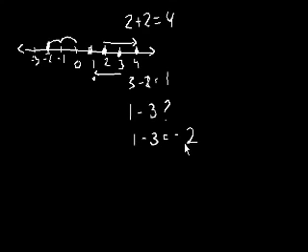This is something you're probably already doing in your everyday life. If I told you that it's very cold today, it's 1 degree, but tomorrow it's going to be 3 degrees colder, you might already know intuitively that we're going to be at a temperature of negative 2 degrees. So that's all a negative number means.